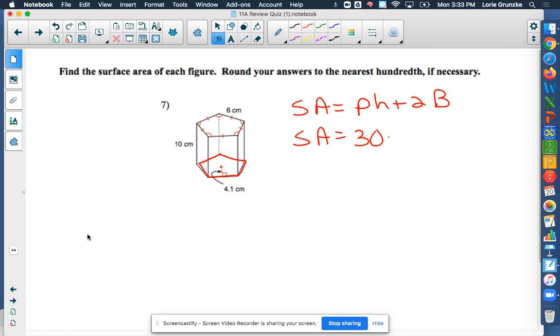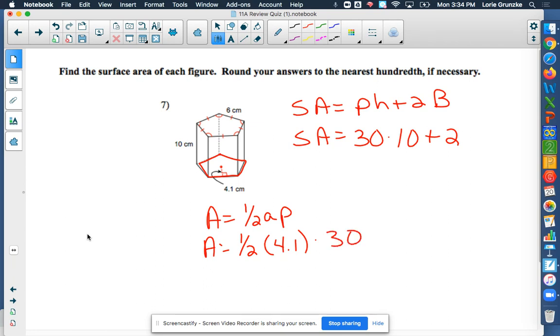The height goes straight up from the base. It's 10. A 2 is a 2. Capital B means area of the base. Area of a pentagon is 1/2 apothem times perimeter. 1/2 is still 1/2. The apothem, they tell it to you, it's 4.1. The perimeter of the base, we've already done perimeter. We know it's 30. Take your calculator and multiply them out. I have to do the same. So I'm multiplying those numbers together, and I get 61.5. That's the number that goes right here, 61.5.